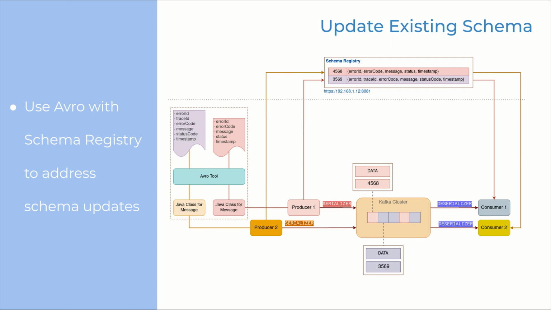And instead of embedding the entire schema within the message, it will allow you to embed only the schema ID within the payload. And this will be more maintainable, and at the same time it will reduce the size of the message. So as per this example, we do have 4568 schema, as well as 3569 schema. So the second one is the updated schema, and each producer will decide what schema it is using, and the schema ID will be embedded within the respective message. And based on the schema ID, the consumer knows which schema to use when deserializing the message.